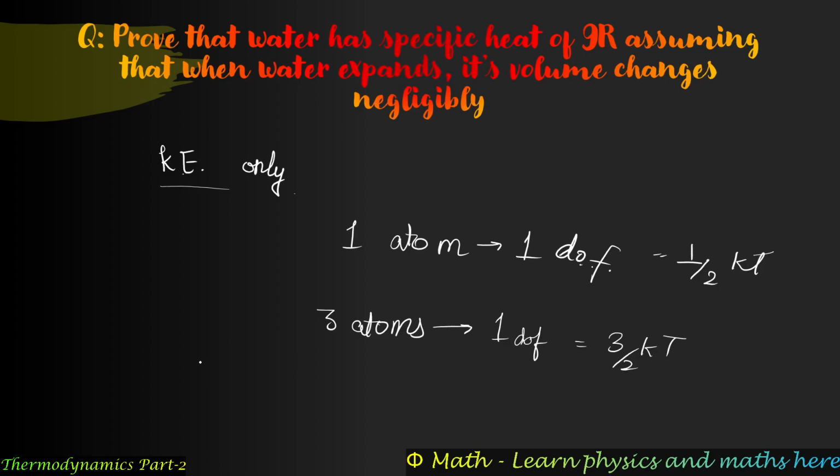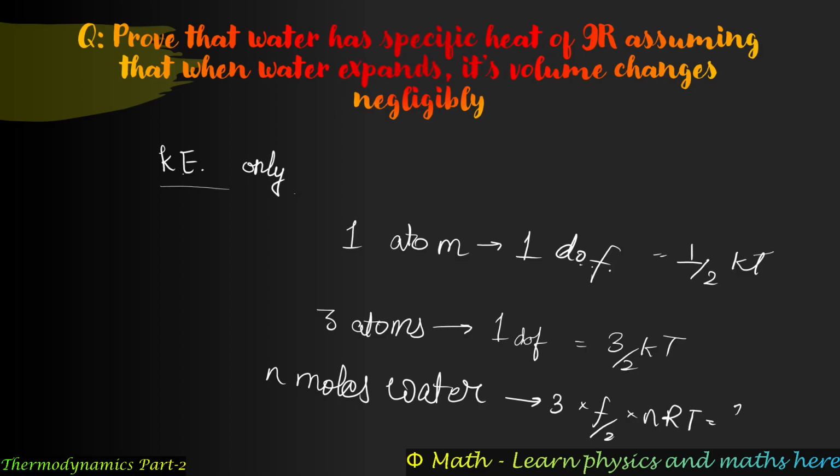So from here, n moles of water would mean 3 times F by 2 times nRT. That is equal to 9 by 2 nRT. Here this F value is also equal to 3, because it has 3 different translatory motions. So the potential energy, which is equal to U, is 9 by 2 nRT, from the previous formula. And the total energy would be 9 nRT.